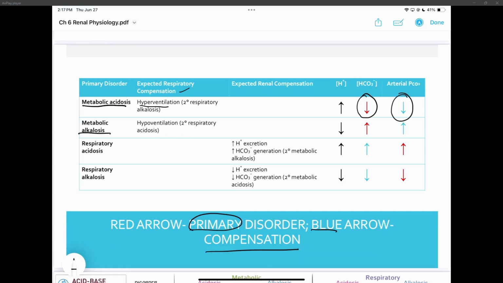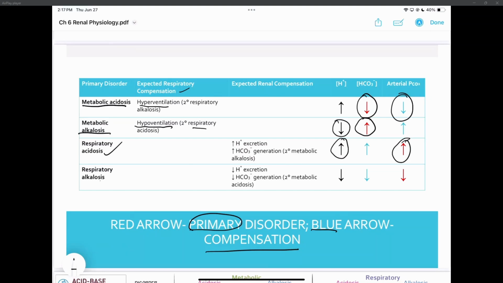Metabolic alkalosis will cause hypoventilation as your compensation. See, bicarb is the problem here. This is a metabolic alkalosis. The red arrow is the primary disorder. So this is bicarb. We compensate via respirations. With a respiratory acidosis, we're already in a respiratory problem, so the compensation has to be metabolic. That's high, and that's high.